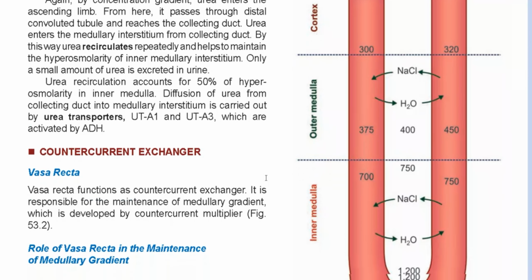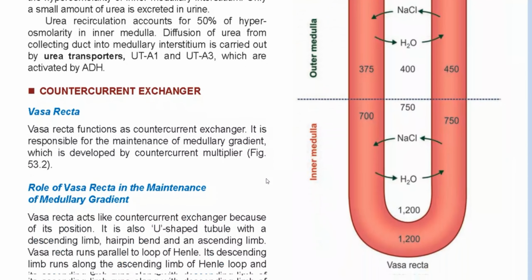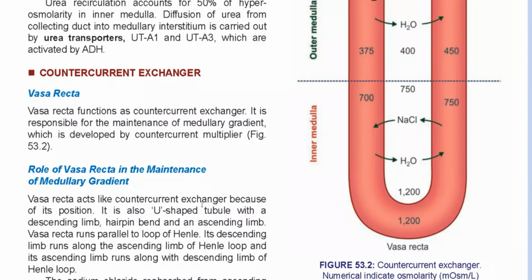Role of Vasa Recta in maintenance of the medullary gradient: the Vasa Recta acts like a counter-current exchanger because of its position, and it is also a U-shaped tubule with a descending limb, hairpin vein and an ascending limb. The Vasa Recta runs parallel to the loop of Henle. Its descending limb runs along with the ascending limb of the loop of Henle, and its ascending limb runs along with the descending limb. In this way, it can exchange ions. Due to this exchanging mechanism, the osmotic pressure is also maintained.